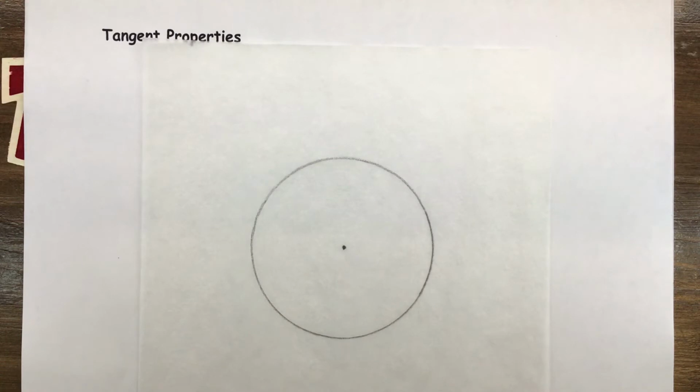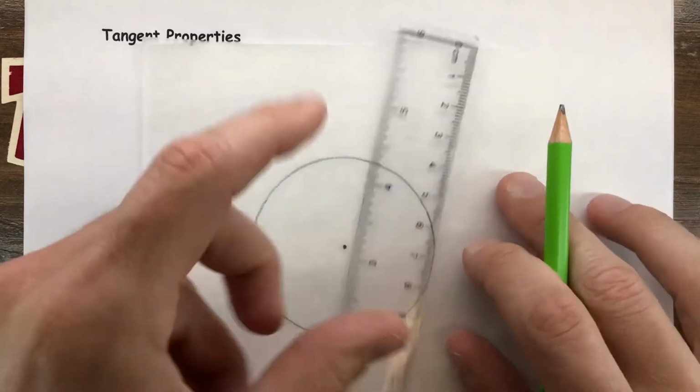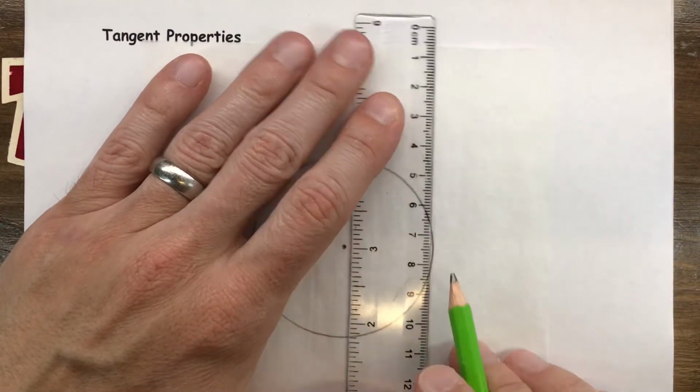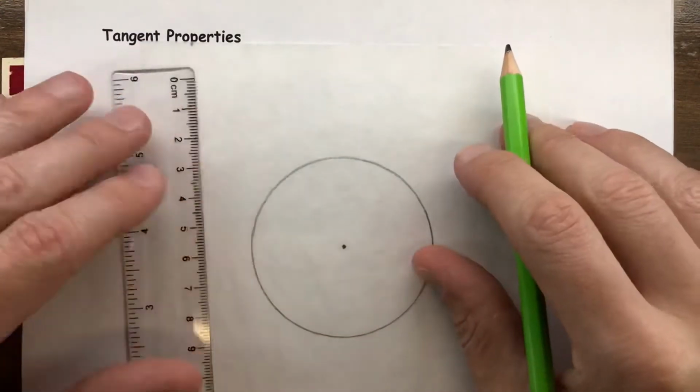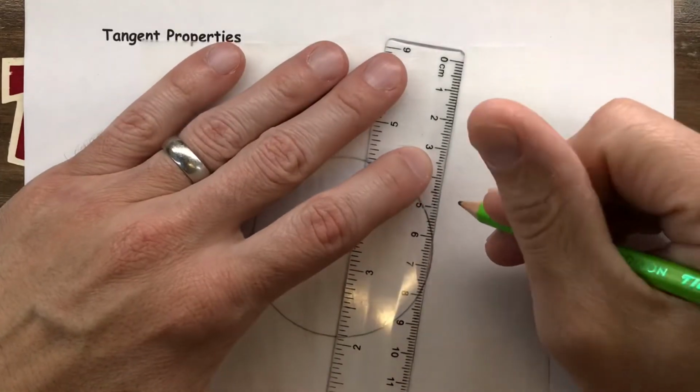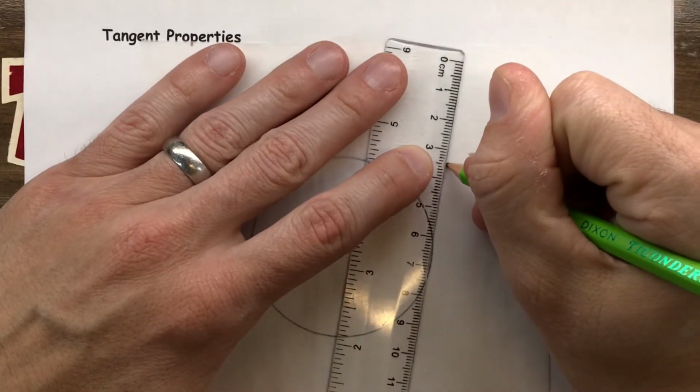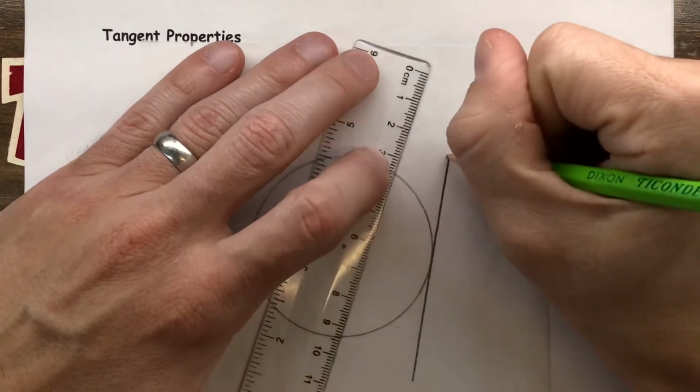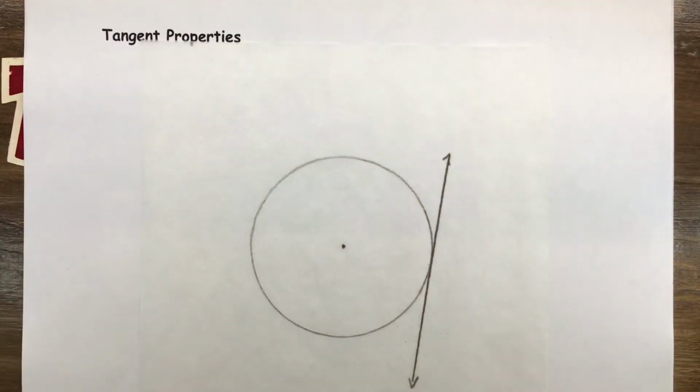We're going to be investigating tangent properties, which means that I need to add a tangent line, and you can literally draw that anywhere you want. You could draw it here, you could draw it here, you could draw it here, whatever you decide on. Okay, so I'm going to go ahead and draw it in this spot, and that is a tangent line to the circle.